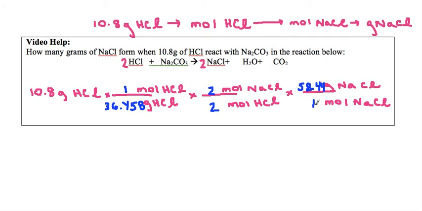So I start off with 10.8. I'm going to divide that by the 36.458. Then multiply by 2, divide by 2. It doesn't change it because that's just 1. Then multiply by the 58.44, and I get 17.317756. I want 3 sig figs, as you can see here, and so my final answer is going to be 17.3 grams, and I've got grams of NaCl, which was the whole point of this problem. And that's all there is to it.